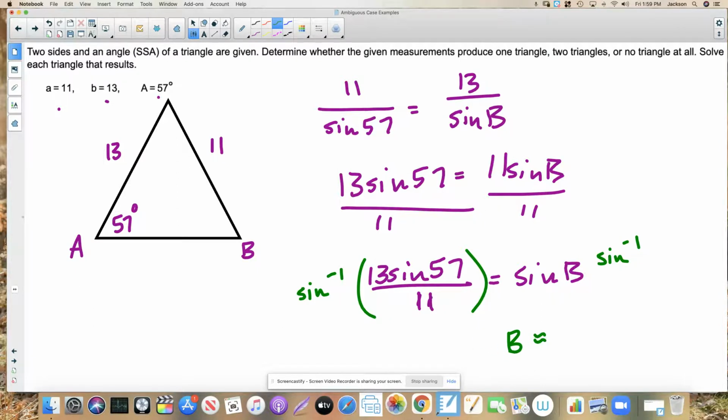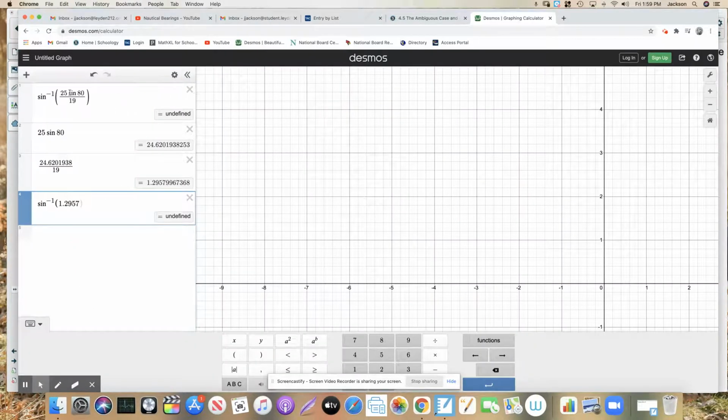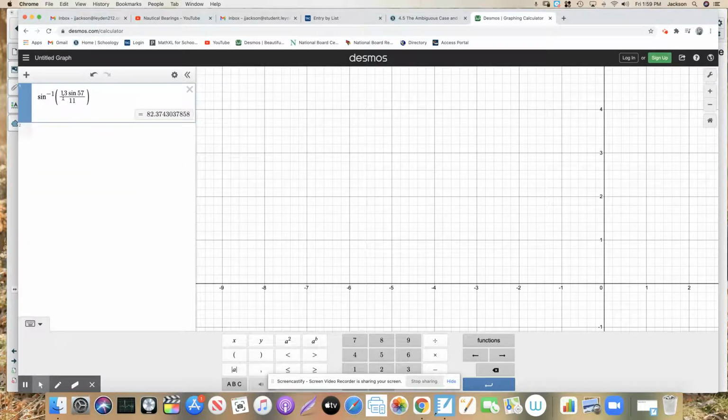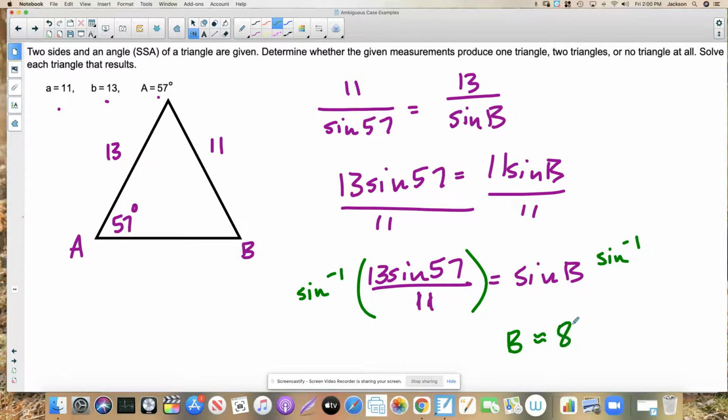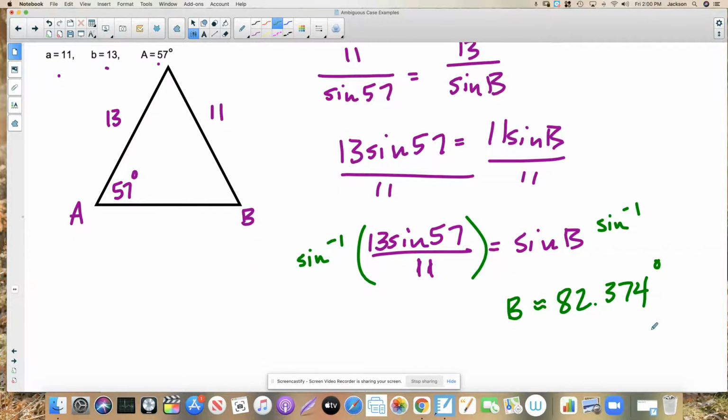So we go to the calculator, 13, 57, and 11. And because Desmos is awesome, I'm going to do this. I get 82.374. So the inverse sine of 13 times sine of 57 over 11, 82.374. So we get 82.374 degrees. Now, because this is an ambiguous case triangle, immediately after we get this answer, we have to check its supplement. So all the math is good here.